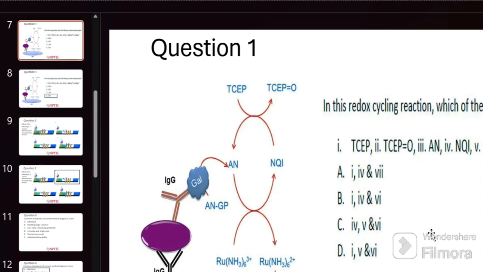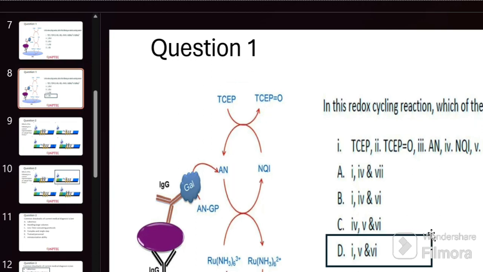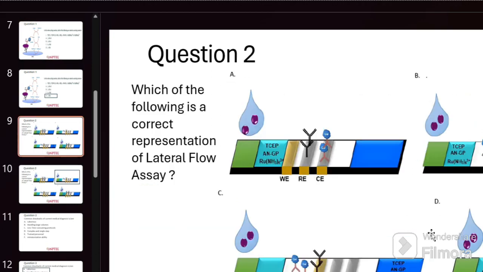So this is a redox reaction. The first question, we just had to identify which are the starting materials in the redox reaction. We are given all the materials which are involved in this reaction, and we need to know what will be in the start. It's good that we have two questions we can do simultaneously.